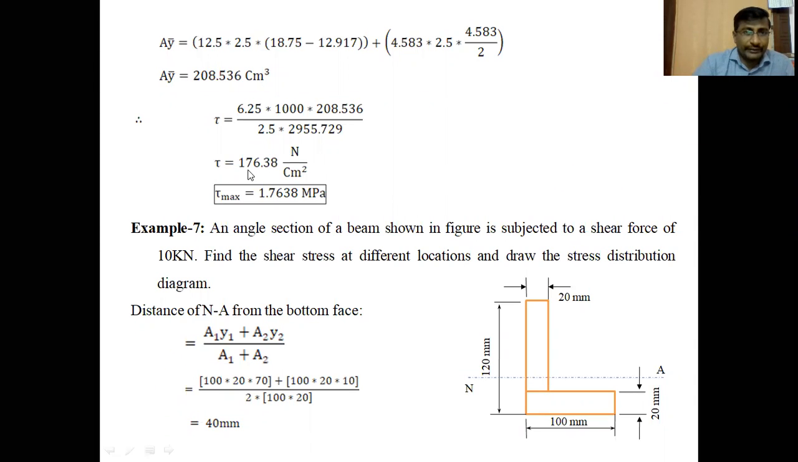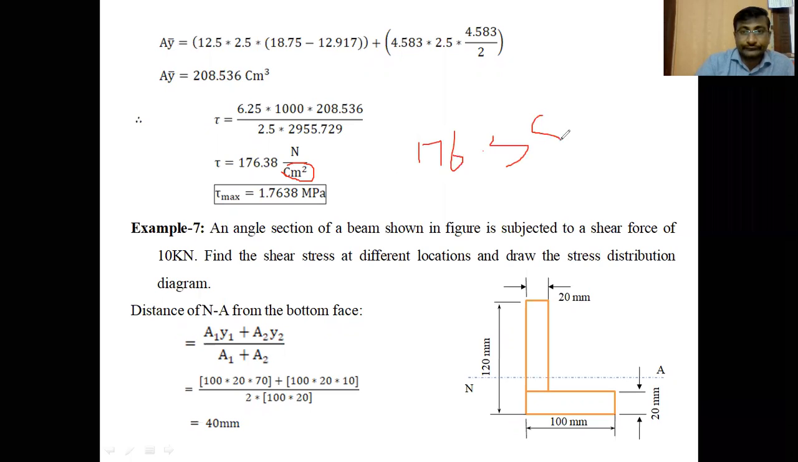So the shear stress value is 176.38 newtons per centimeter square. We substituted everything in centimeters. Therefore, the unit for the shear stress is newtons per centimeter square. So 176.38. If you want to convert it into megapascals or newtons per mm square, how to convert it? Centimeter square into millimeter square.